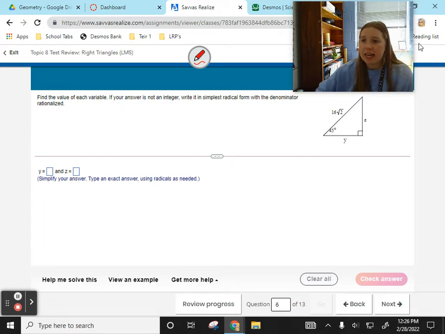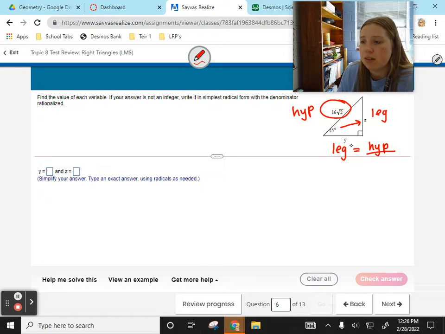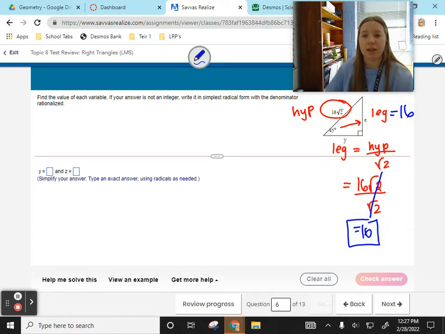My next question is a 45, 45, 90 triangle. Again, notice that I'm given the hypotenuse here, and I want to find my legs. Now, the first thing we want to remember is that our legs are congruent to each other. So y and z are going to be the same value, and the leg is equal to the hypotenuse divided by radical 2. Well, I know my hypotenuse is 16 radical 2, and if I divide that by radical 2, these two radical 2's cancel each other out. So I'm just left with 16. So both of my legs here have a value of 16.